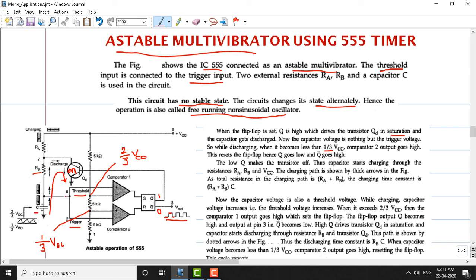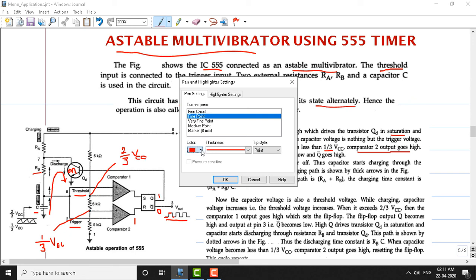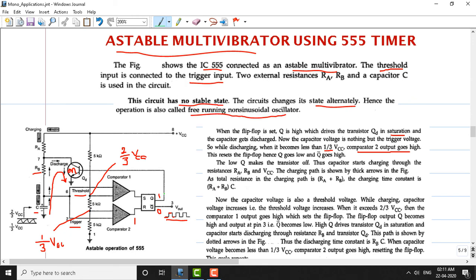So now, once the voltage here falls below 1 by 3 VCC, the comparator 2 output goes high. When the comparator 2 output goes high, this resets the flip-flop. So the output of the flip-flop is going to change now to 0. Okay, let us write it here. This output of the flip-flop, Q, changes from 1 to 0 here, whereas Q bar changes from 0 to 1 here. So therefore the output goes to high level here. So Q goes to low and Q bar goes to high.